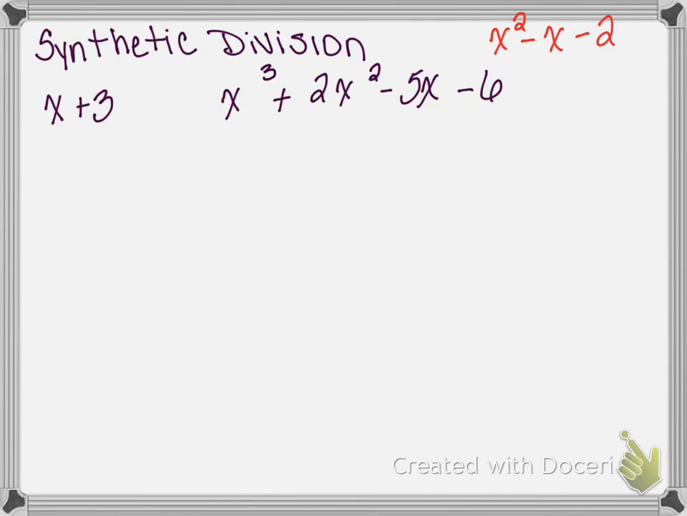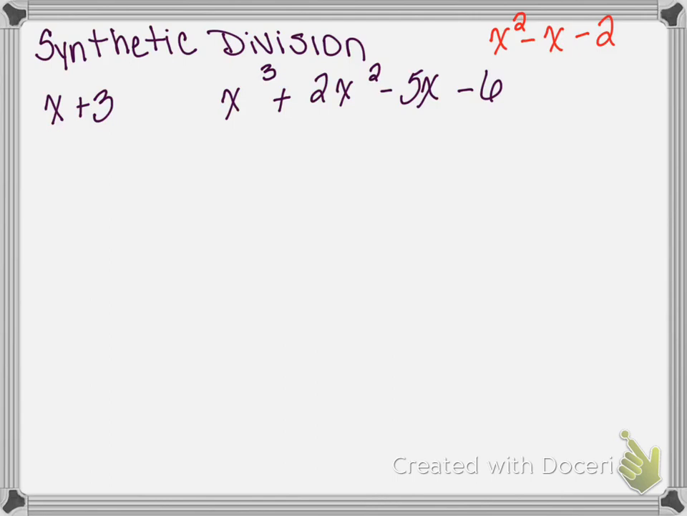Now we have done this with long division, and we know that the solution to this is x squared minus x minus 2. And since we did not have a remainder, we had a remainder of 0, we know that x plus 3 is a factor of this polynomial. We also know that if I were to multiply x squared minus x minus 2 times x plus 3, then we would get our original polynomial, which is x to the third plus 2x squared minus 5x minus 6.